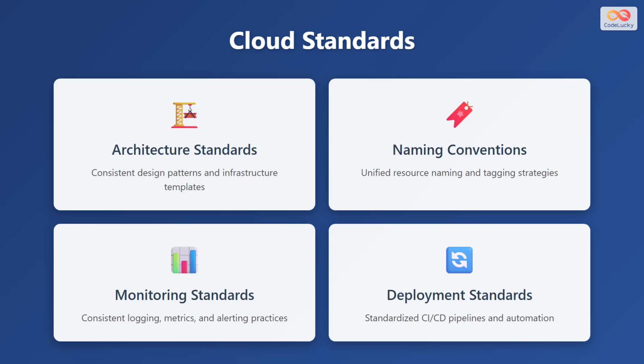Naming conventions establish unified resource naming and tagging strategies that make it easy to identify, track, and manage resources across your cloud environment. Monitoring standards ensure consistent logging, metrics collection, and alerting practices across all services, making it easier to detect and respond to issues. Deployment standards define standardized CI/CD pipelines and automation processes that ensure reliable, repeatable deployments while reducing human error and security risks.